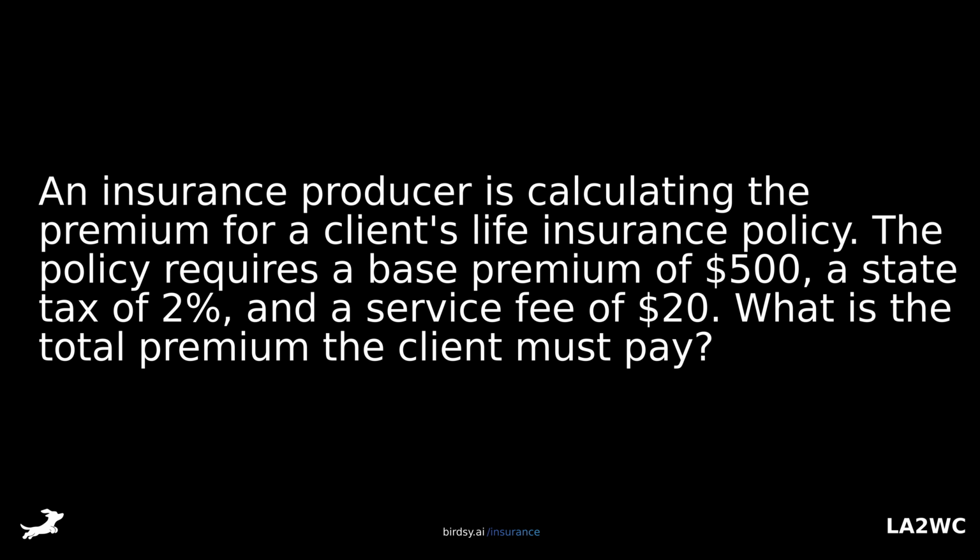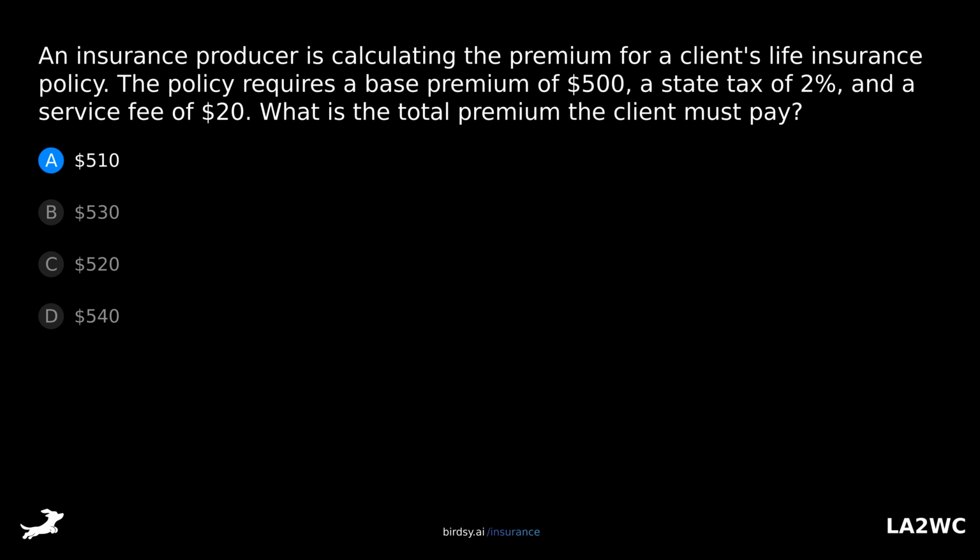An insurance producer is calculating the premium for a client's life insurance policy. The policy requires a base premium of $500, a state tax of 2%, and a service fee of $20. What is the total premium the client must pay? Is it A, $510, B, $530, C, $520, or D, $540? The answer is B, $530.